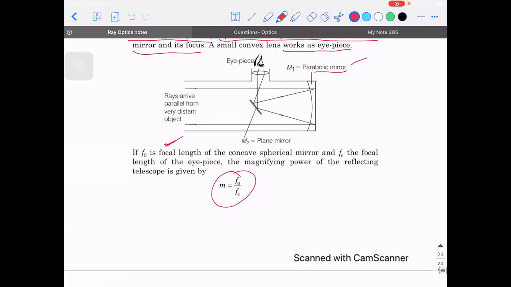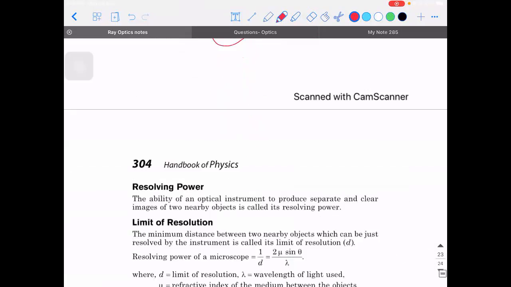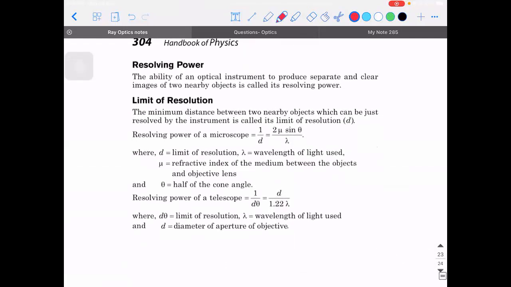See, the next concept that I'm going to discuss is not there in your CBSE syllabus, so consider it carefully. Now, we are going to discuss resolving power, and if you ask me whether problems are going to come from this in JEE, the answer is yes. You are going to get problems. Okay? So listen to this carefully.